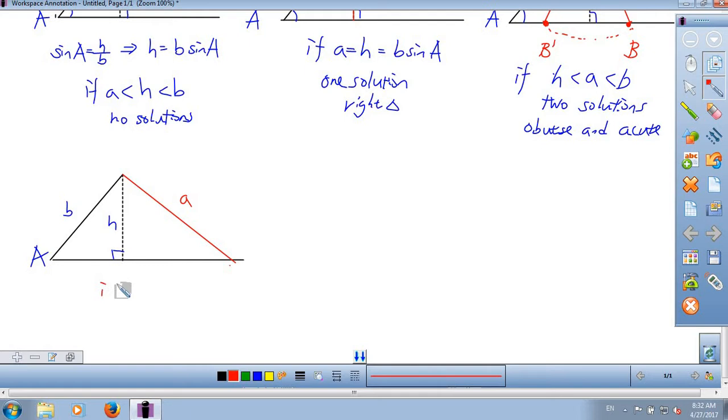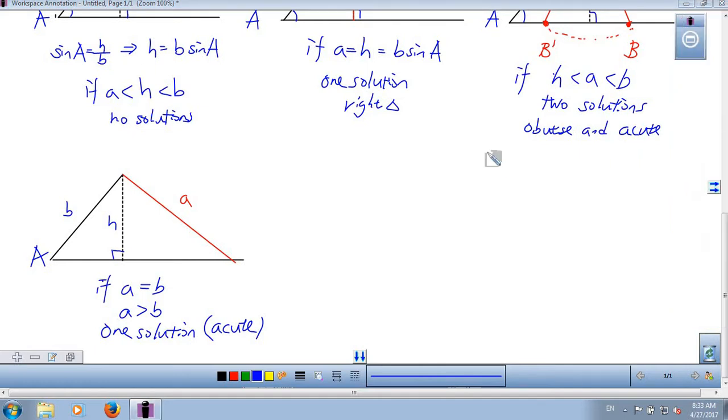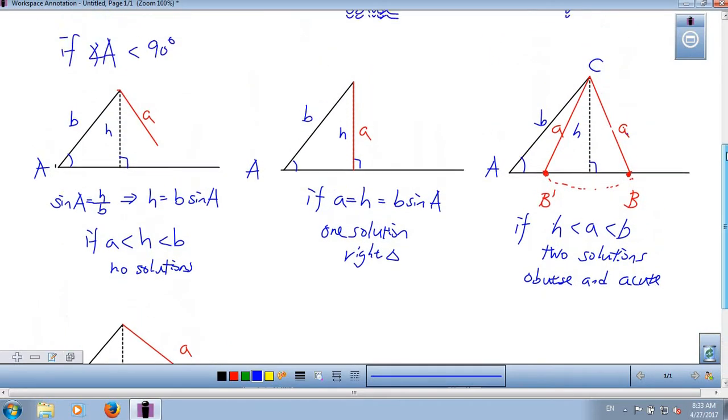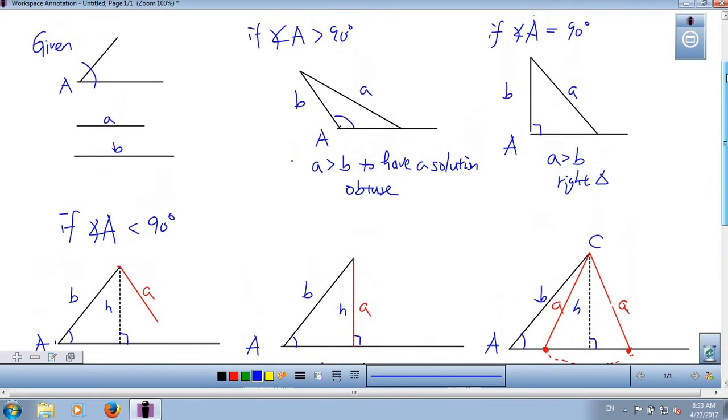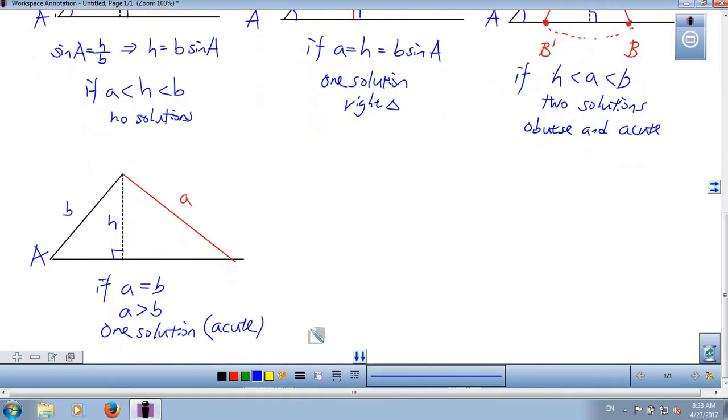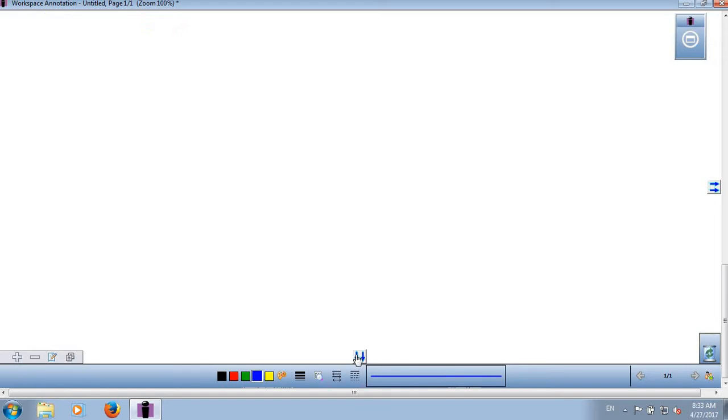So if A is equal to B or A is greater than B, then we will have one solution, and it will be an acute solution. There are several ways we can deal with this, but let's use a table to organize this information. I know there's a lot of information here. You can pause this and try to write this down, but let me set up the table first, and we'll come back.